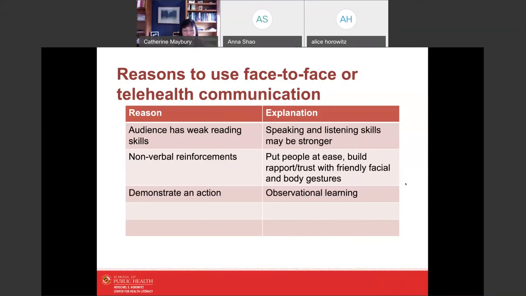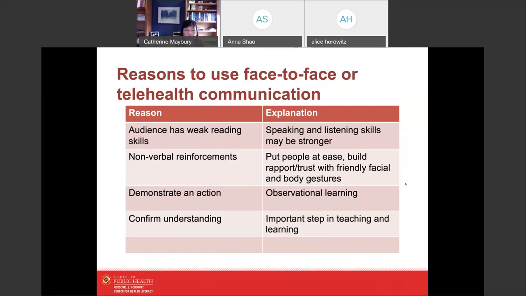We often use face-to-face communication to demonstrate an action. When you demonstrate an action, it allows people to learn by observation. And showing a person how to do a task helps them to remember and retain the information.